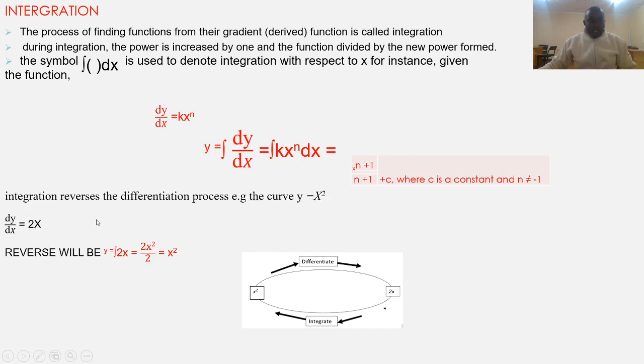Now we can reverse this to get x squared. So we get y equals the integration of 2x. I've said the power increases by 1 and then the new power is divided into the function. So it will be 2x squared over 2, which, the 2 cancels, remains as x squared. So you realize if it's x squared, you differentiate, you get 2x, you integrate, you get x squared. So you reverse the whole process.